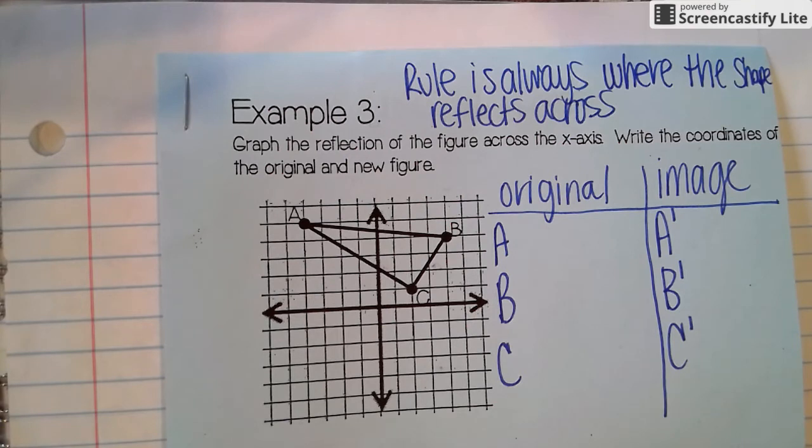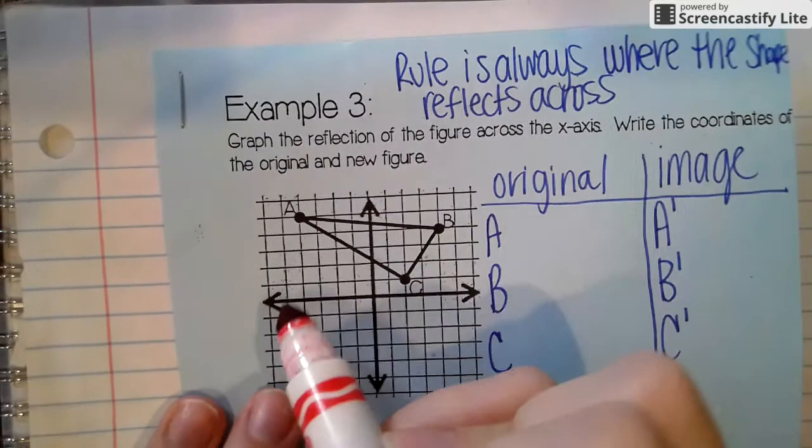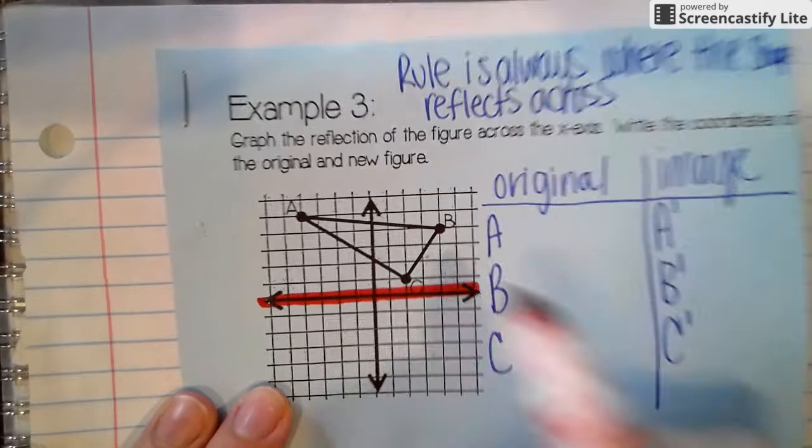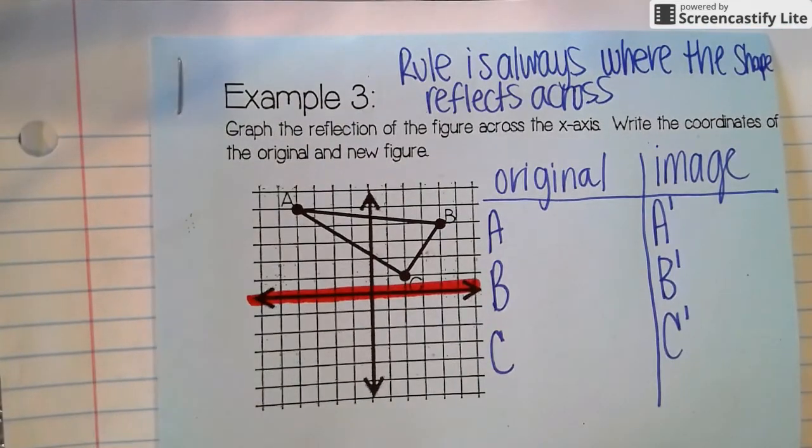So we're going to look at the first one. It says graph the reflection of the figure across the x-axis. Write the coordinates of the original and new figure. What I like to do is I like to highlight where I'm actually reflecting across. So here is my x-axis. So that is where I'm going to be reflecting across.